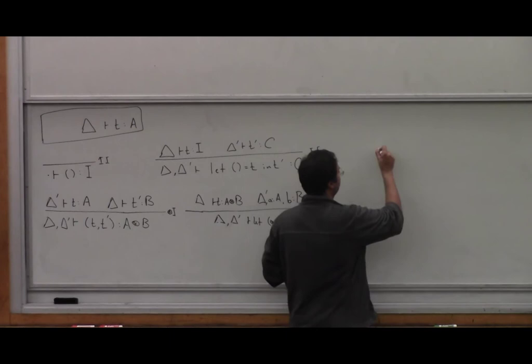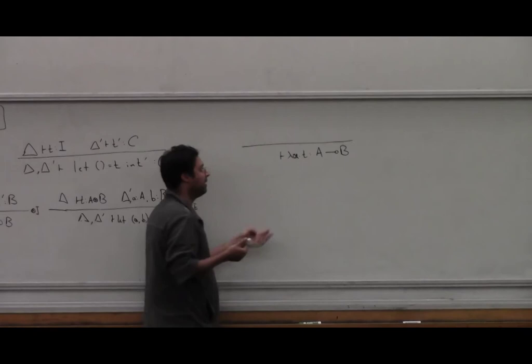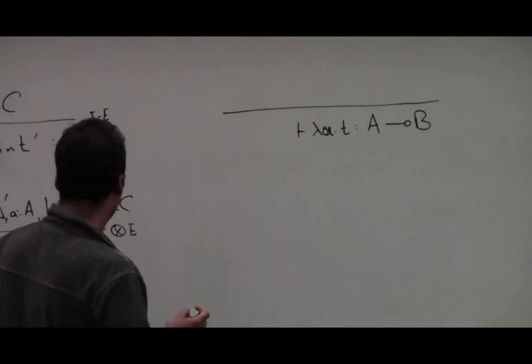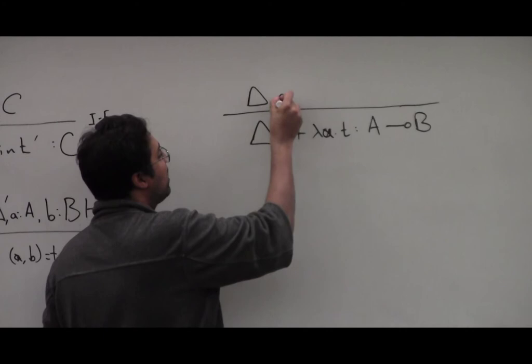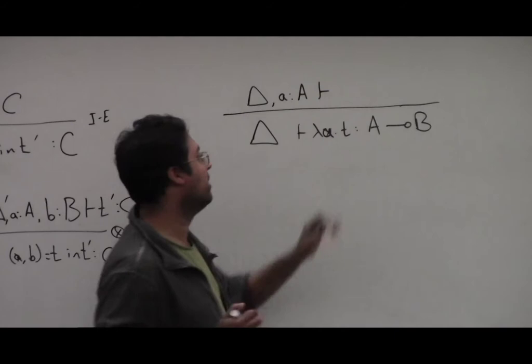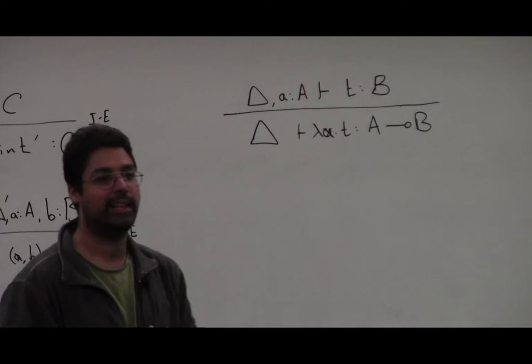So what we want to do is say that lambda a dot t has the function type a lolly b, and just as with pattern matching, we're binding a variable in a lambda abstraction. That means we need to extend the context with the variable that needs to be used once in the body. You can see that it looks an awful lot like the function rule for the intuitionistic calculus directly above it.